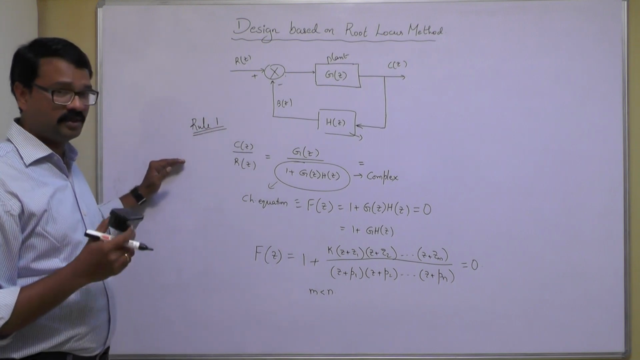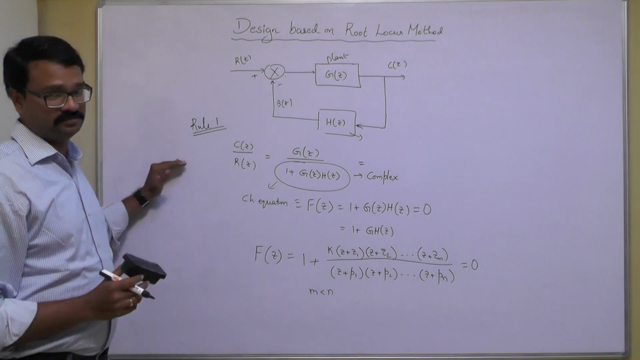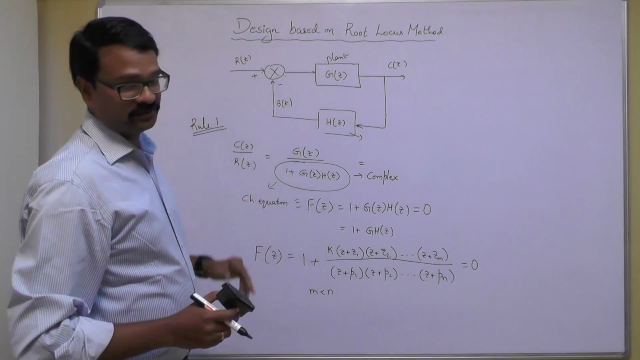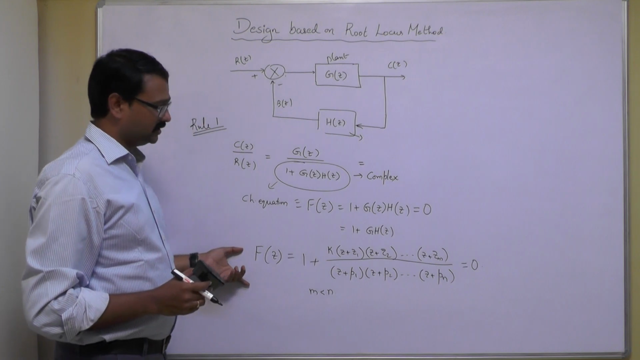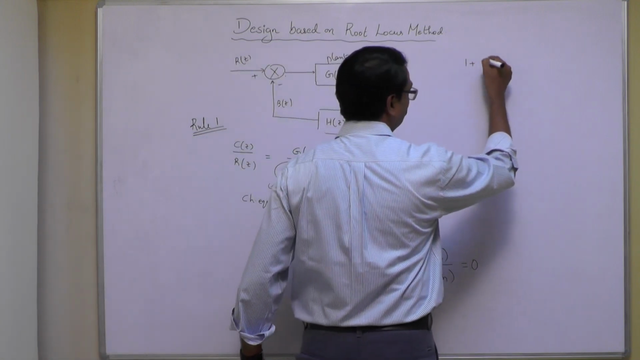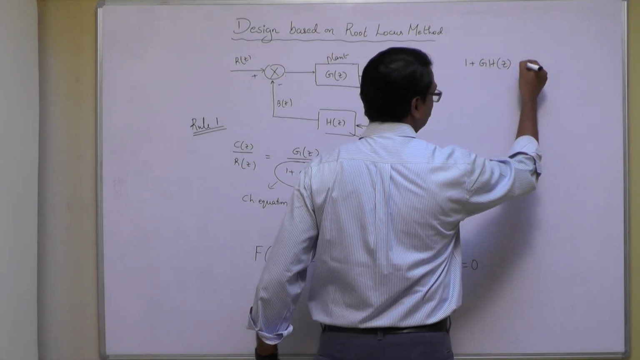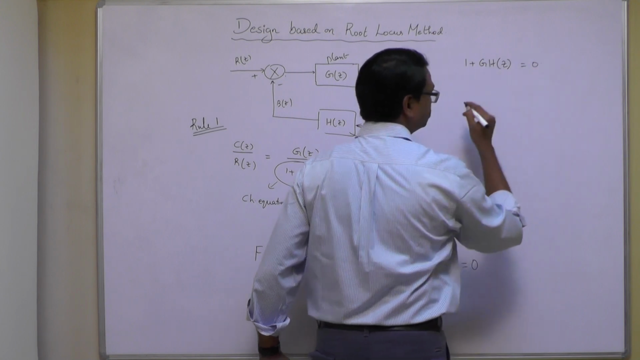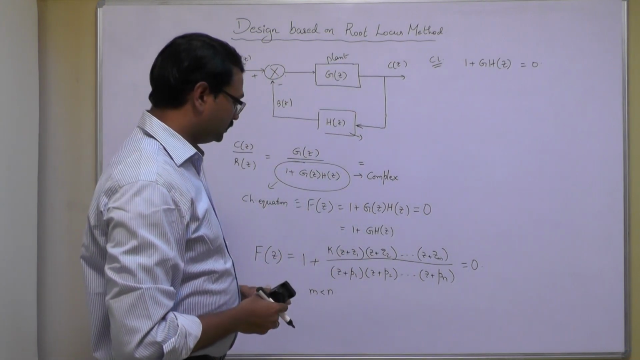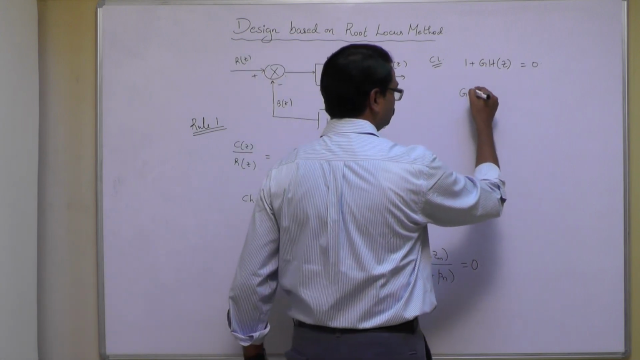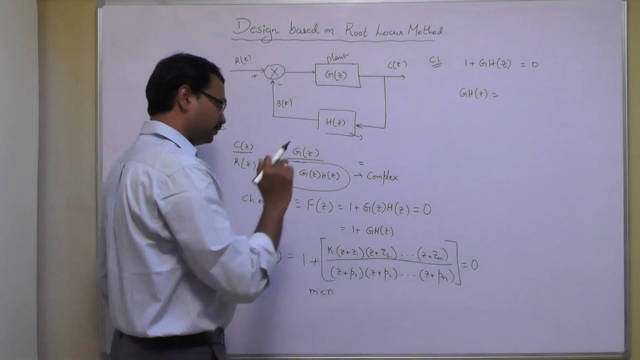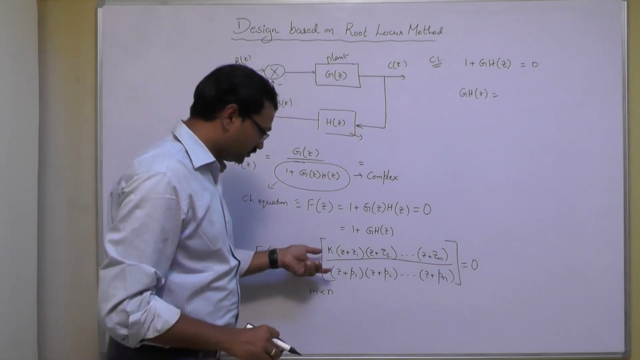Root locus method is to determine the characteristic equation of the given system. G of z is the open loop transfer function and this is the closed loop transfer function. Here you have 1 plus GH of z equal to 0. This is the closed loop characteristic equation. And what is GH of z? GH of z is this part. If you add 1 to that, it becomes the closed loop transfer function.